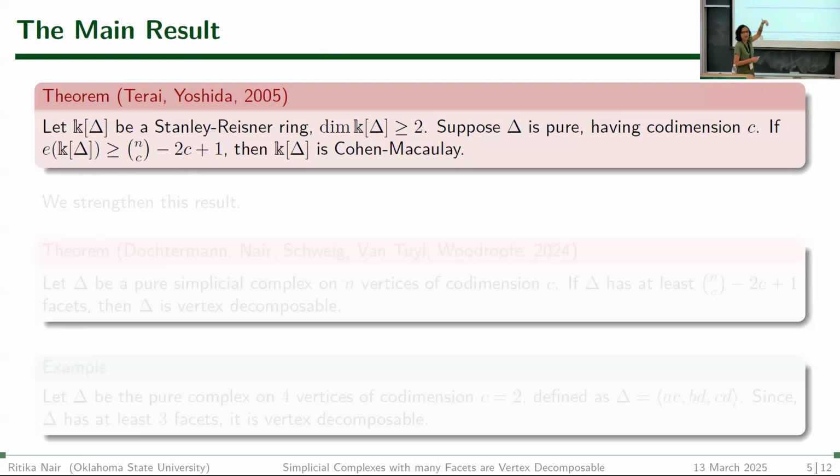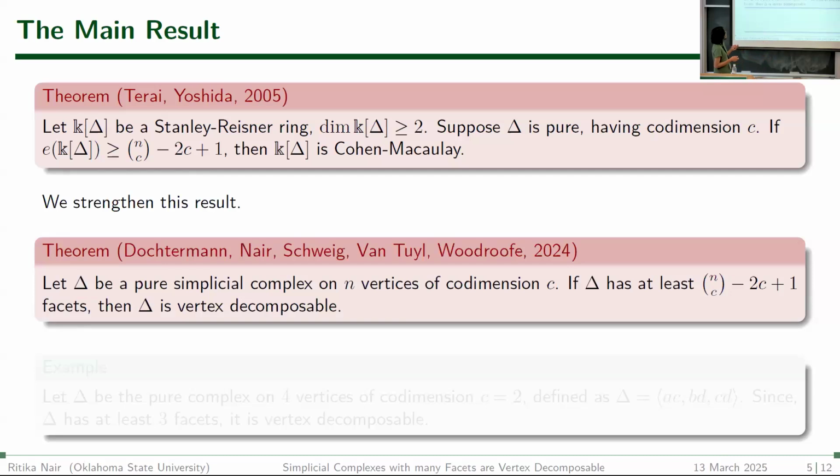Multiplicity, in other words, is counting the number of facets of the complex. So if the complex has at least these many facets, then it is going to be Cohen-Macaulay. That's what they showed. And we strengthened this result by showing that this particular complex is in fact vertex decomposable. It's not just Cohen-Macaulay, but it is vertex decomposable.